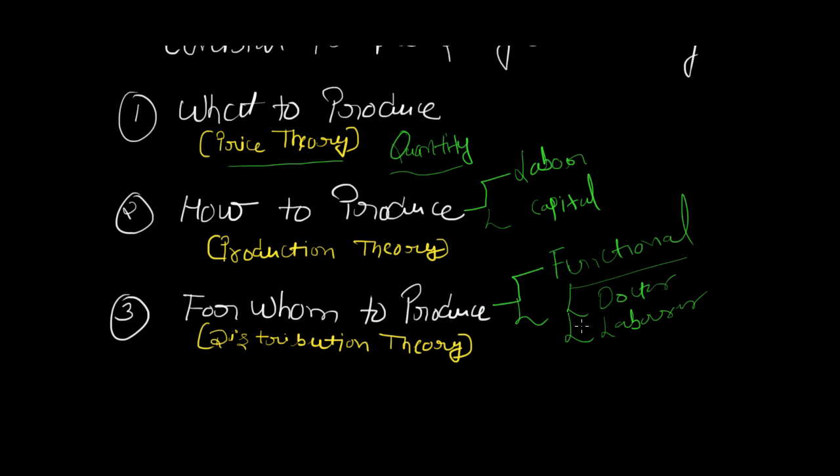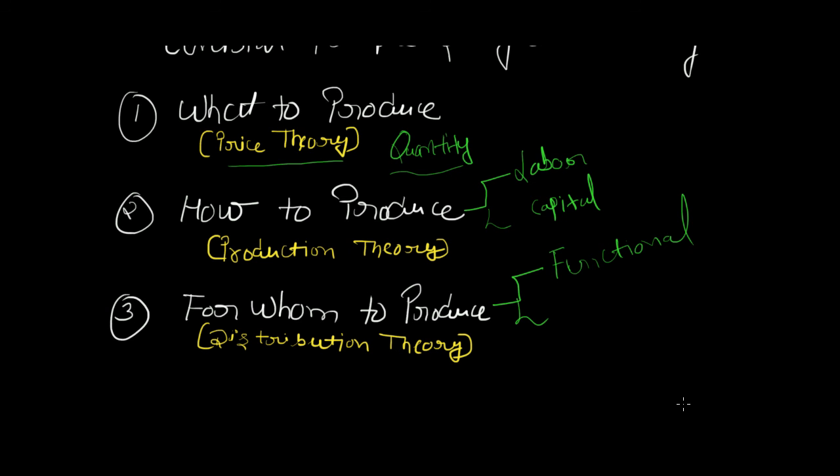What is the difference? Why are we paying more to the doctor, not to the laborer? It's because of their skill set. Although it might look unfair, this is how it is. You pay a doctor much more than what you pay to the laborer. So for whom to produce is also about functional distribution. Who performs what function in the economy? So functional distribution is about what functions you perform in the economy, and you should be paid accordingly, and that is how functional distribution operates.